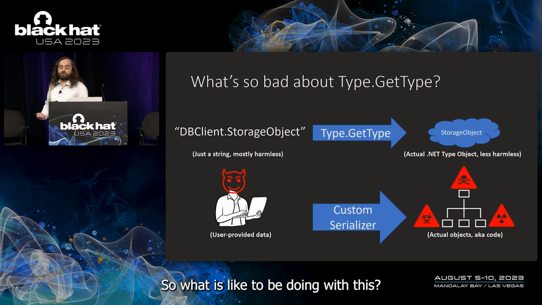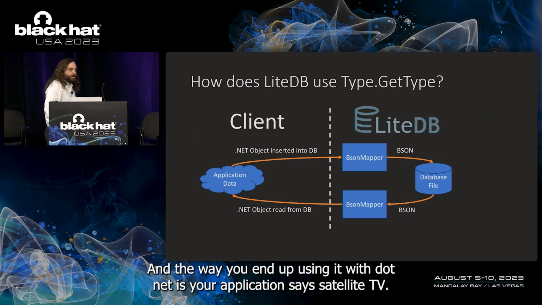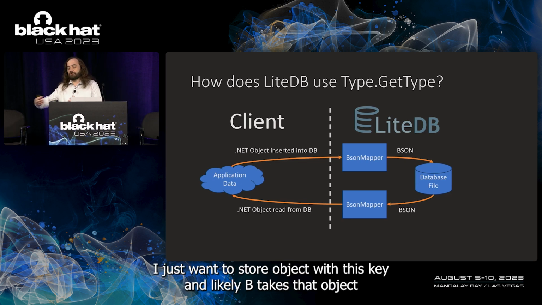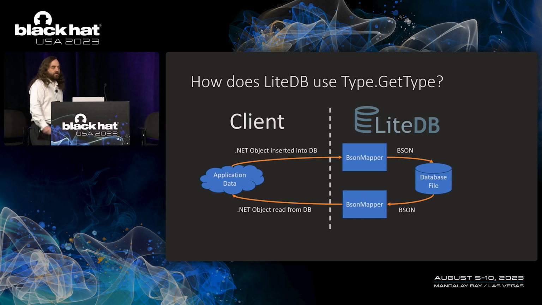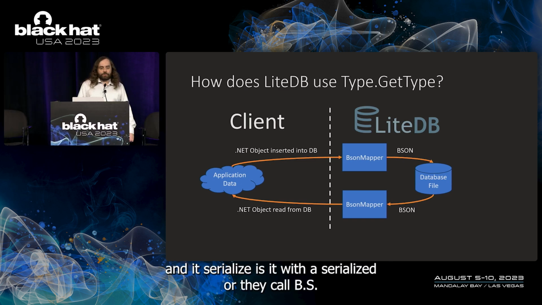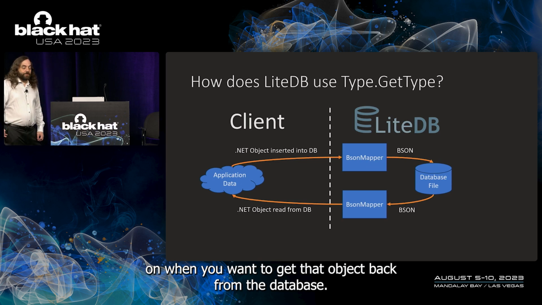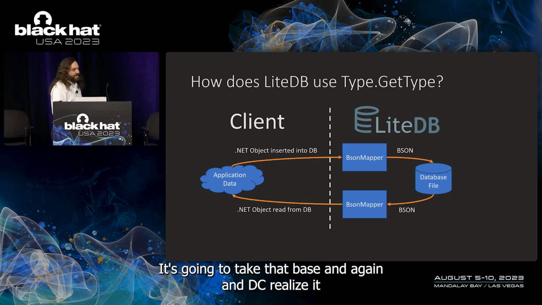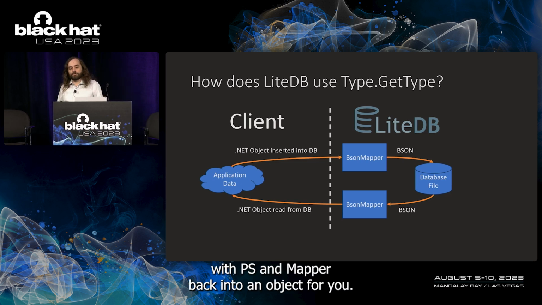So what is LiteDB doing with this? LiteDB is a NoSQL engine. And the way you end up using it with .NET is your application says to LiteDB, I just want to store this object with this key. And LiteDB takes that object and serializes it with a serializer they call BSON mapper into a BSON stream, which it stores in a file. Later on, when you want to get that object back from the database, it's going to take that BSON again and deserialize it with BSON mapper back into an object for you.